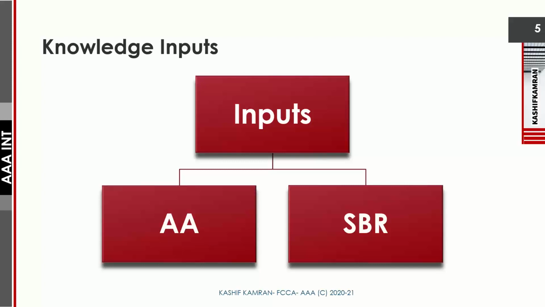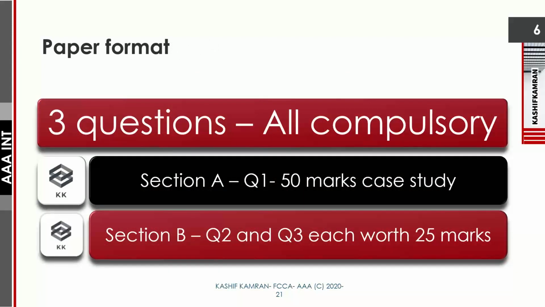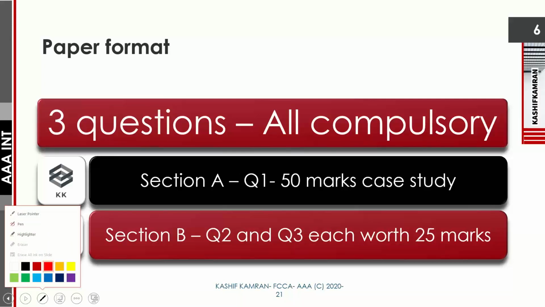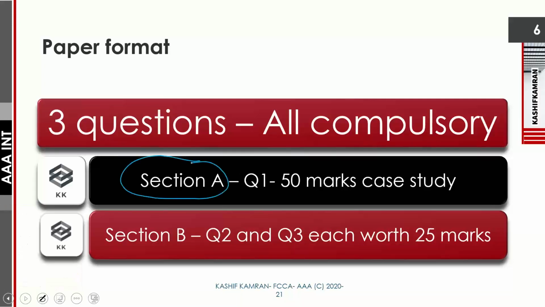Now, moving away from the knowledge inputs, looking at the paper format. The paper format for AAA is 3 questions which are all compulsory. Again, repeating, all compulsory. Now, in terms of the 3 questions in the paper, you have a section A and you have a section B. In the section A of the paper, you have a question number 1, which is worth 50 marks. And in the section B of the paper, you have a question number 2 and a question number 3, each worth 25 marks.